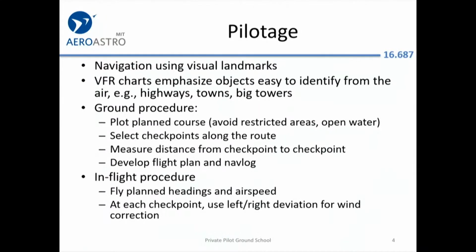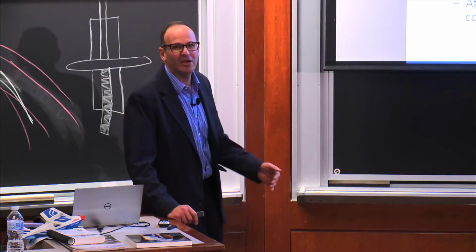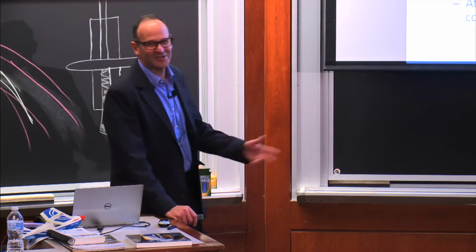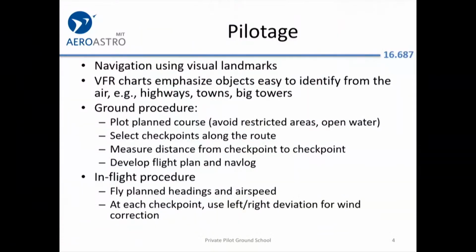Okay, so when you're doing pilotage, you come up in advance with a bunch of visual landmarks that you think you'll be able to see from the air. You're going to cross a river, you're going to find a reservoir, you're going to see a big radio tower, you're going to pass a town that has the name of the town written on a high school athletic field. And the VFR charts emphasize, I think you saw that maybe with the iPad, or we have charts up here, we can look at it later, but they emphasize objects that you can, as a practical matter, see from the air.